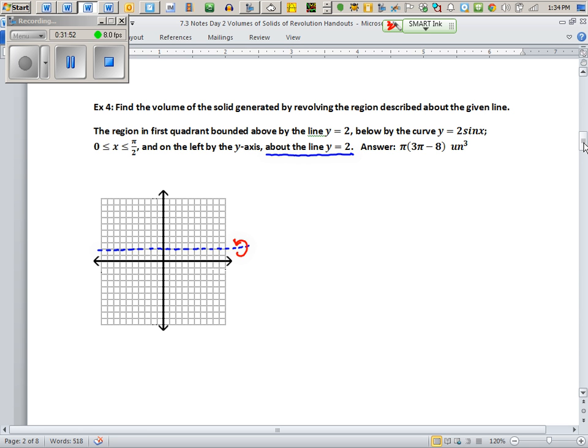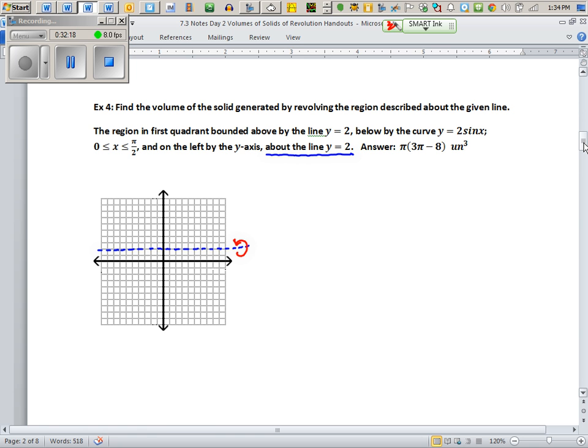Let's see. Evidently, this region is in the first quadrant. It says that it is bounded above by y equals 2. Last year, my students didn't understand that. They thought that it meant that it's drawn above y equals 2. No, it's bounded above by. It's a passive statement. So it's trapped under. Bounded above by means you're trapped under the line.